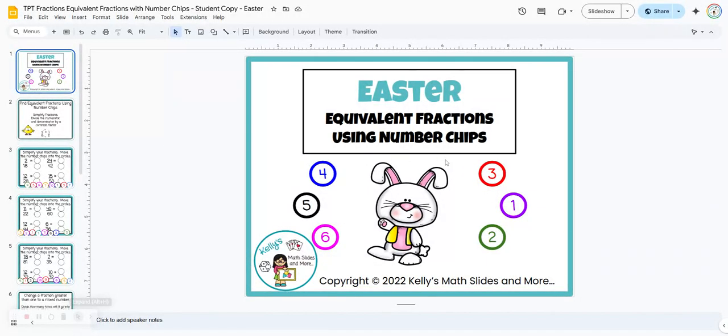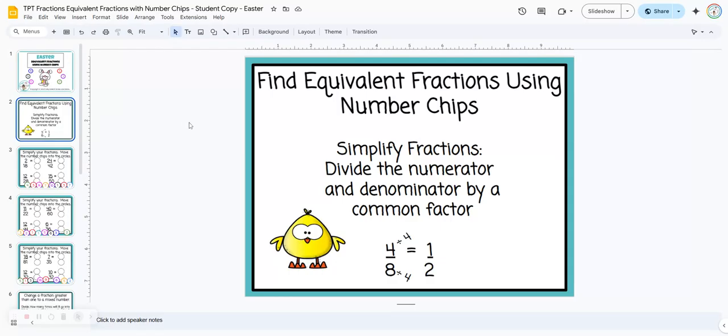Equivalent fractions using number chips. This is a digital lesson, and this one is Easter themed. So the lesson starts with just showing students how to simplify fractions. To simplify fractions, we want the smallest numbers possible, but an equivalent fraction, by finding a common factor that they can divide from both the numerator and the denominator.